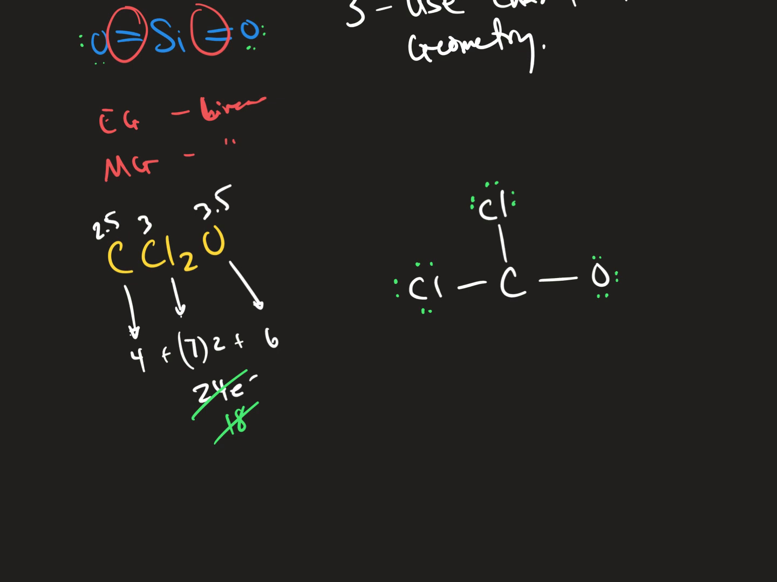Oxygen has how many valence electrons before it's bonded to anything? 6, right? So if we take these 2 away and make a double bond there, oxygen has 1, 2, 3, 4, 5, 6 that originally came from it. Carbon has 1, 2, 3, 4 that originally came from it. And you can do the same thing on chlorine, and it has 7 that originally came from it. Sound good?